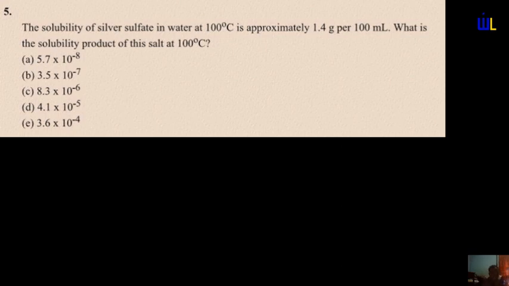So the question says the solubility of silver sulfate in water at 100 degrees Celsius is approximately 1.4 gram per 100 milliliters. What is the solubility product of the salt? So in this case, we are asked to find the solubility product. Now remember that I told you that once they say you should find the solubility product, it's quite simple. Solubility product is expressed by the formula.